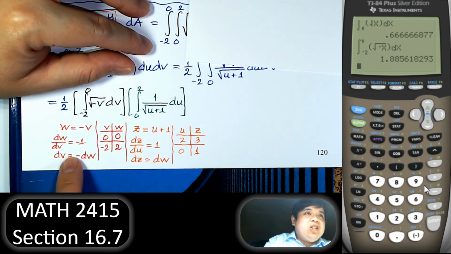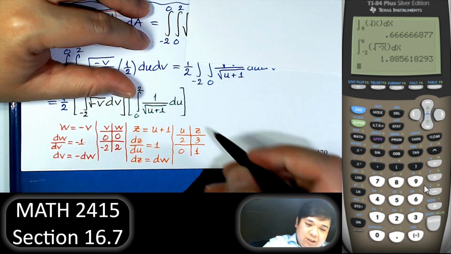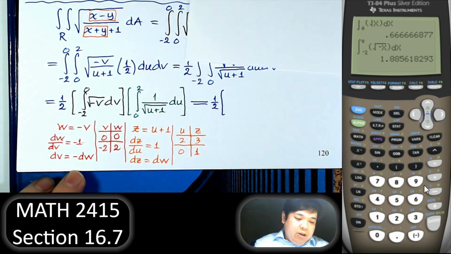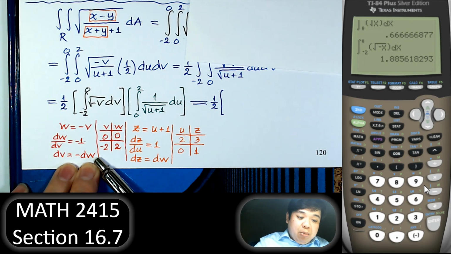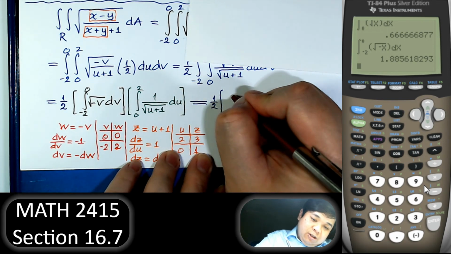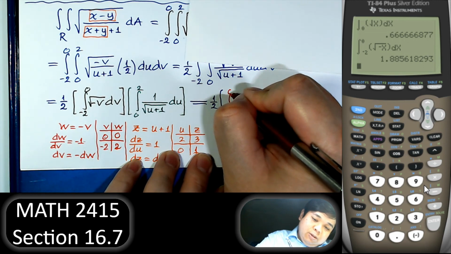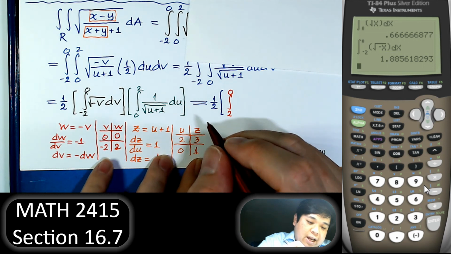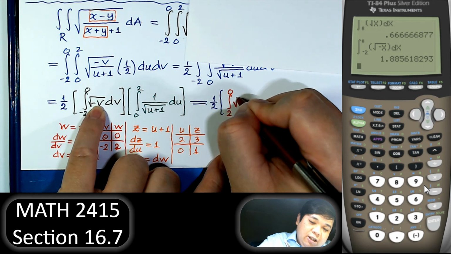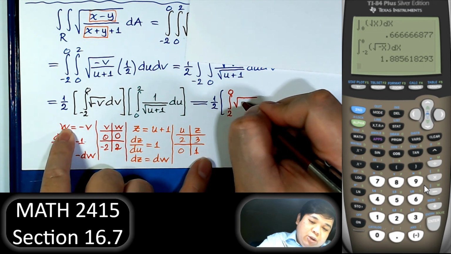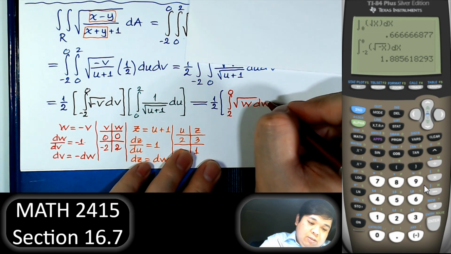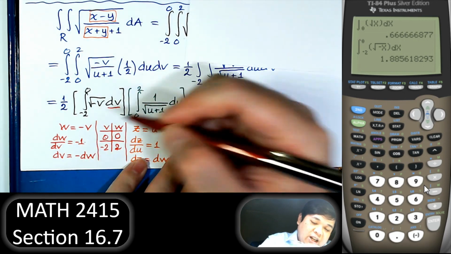So this is a standard substitution problem. This is equal to 1/2. Now the integral, we're going to use in terms of dw. In terms of w, instead of -2 to 0, it goes from 2 to 0. And the integral of -v is w, so the square root of w dw. I'm sorry, dv is -dw.